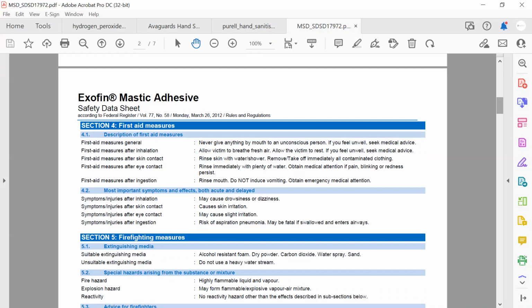Now, they do have some acute and delayed symptoms. After inhalation, it may cause drowsiness or dizziness. It can cause skin irritation. It can cause an eye irritation. And there is a risk of aspiration pneumonia. And it could also be fatal if swallowed and entering the airways. So this is one that we really need to be cautious with as well.